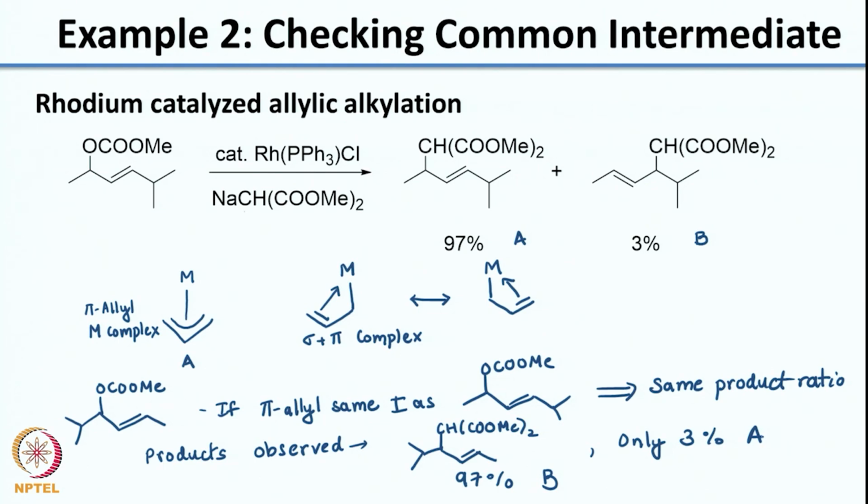Here we are seeing the opposite of the earlier example we had seen in the previous class, where you were getting the same product ratio. Here you see the exact reverse product ratio. So what this indicates is that the intermediate is not a pi allyl complex, but a sigma plus pi complex.